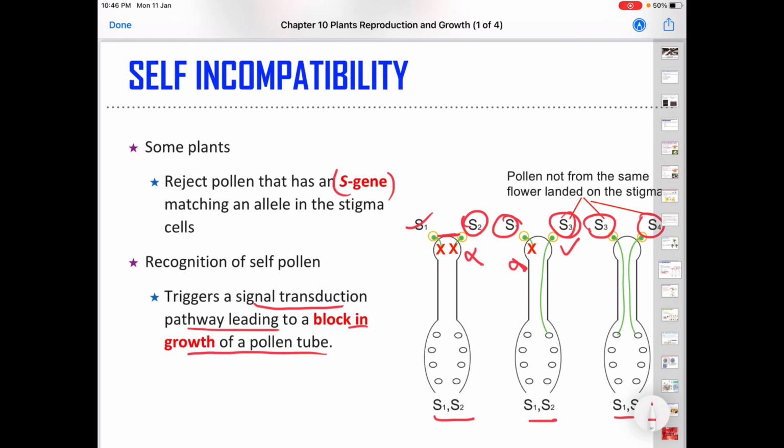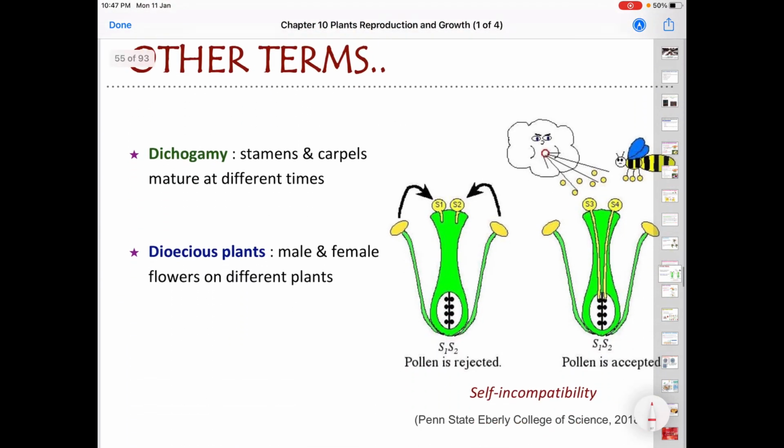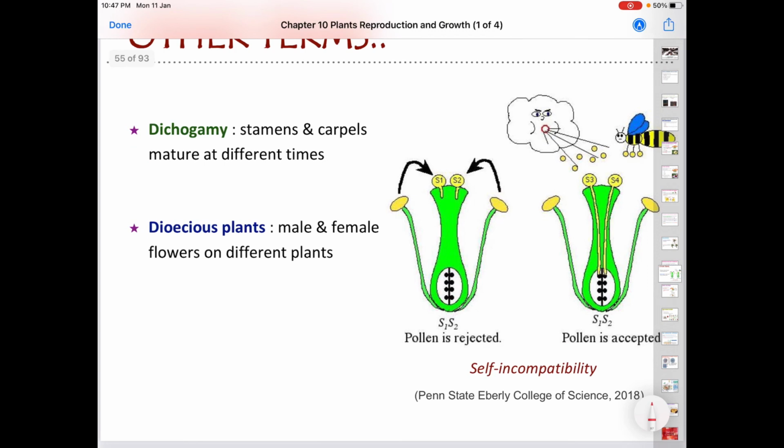The first one is due to the structure of the flowers, the thrum and the pin. The second is the dioecious type, where the plant has only one type of gametophyte. And the third part is in terms of molecular mechanisms: the presence of the S gene and also the block in the growth of the pollen tube. So these are other terms that you should remember. Dichogamy means the stamen and carpels mature at different times so that they still cannot self-fertilize. And dioecious plant means the male and female flowers are on different plants.